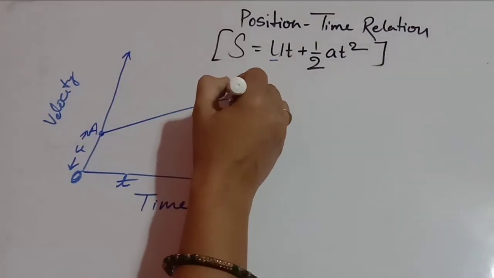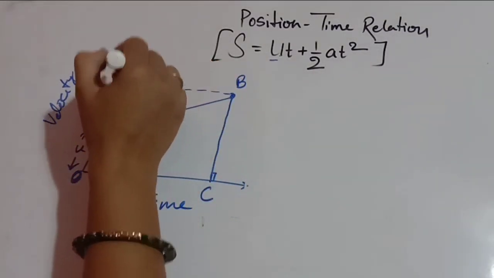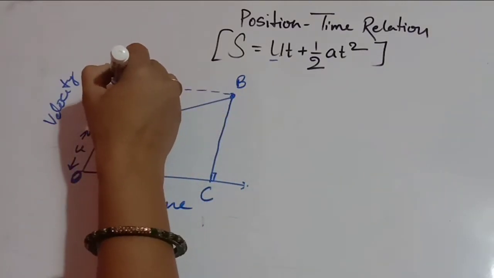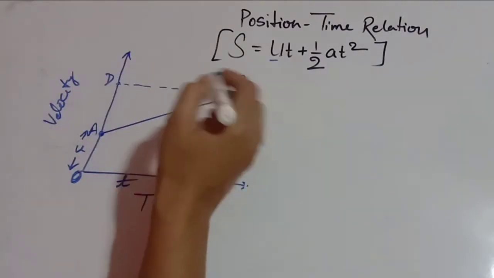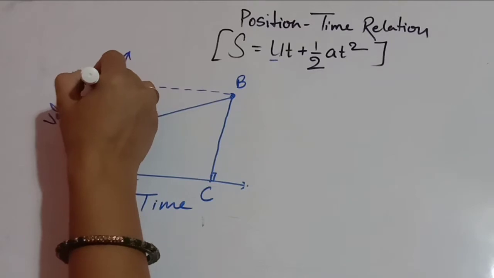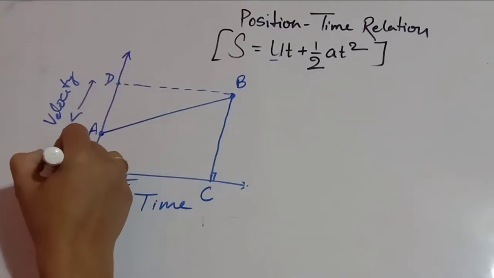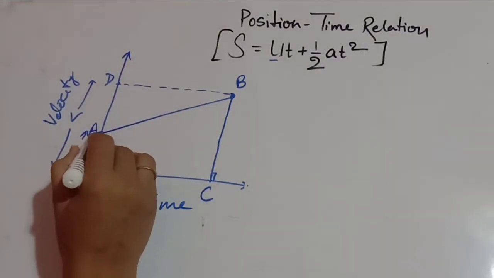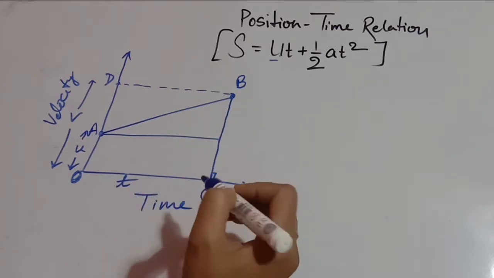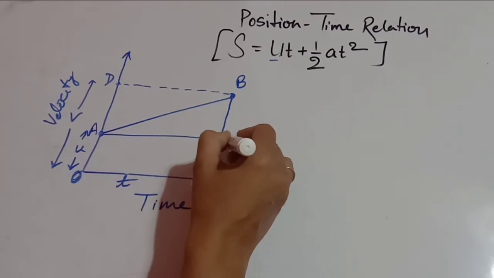To represent that, again you have to draw one perpendicular line to the velocity axis. Now give it the name D. So from O to D, this is the final velocity. Now draw one perpendicular line from A to the line BC and give it the name E.